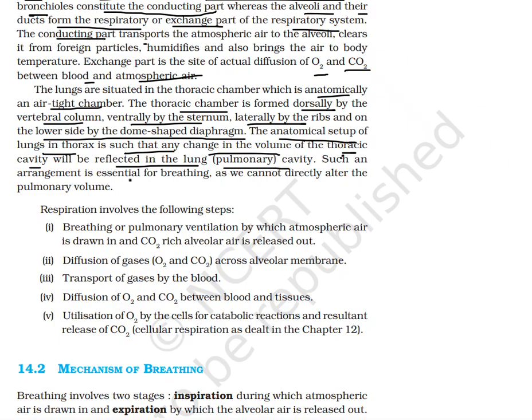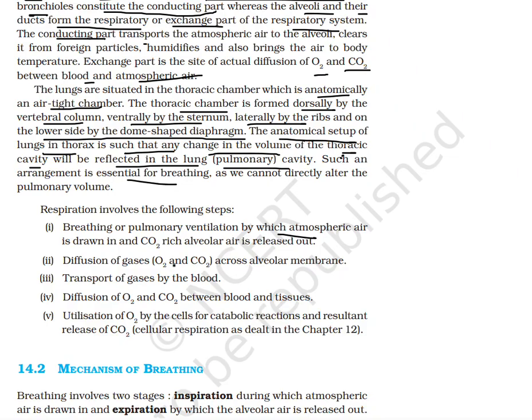Such an arrangement is essential for breathing as we cannot directly alter the pulmonary volume. Respiration involves the following steps: breathing or pulmonary ventilation, by which atmospheric air is drawn in and carbon dioxide rich alveolar air is released out.